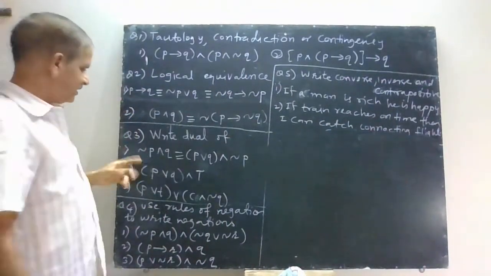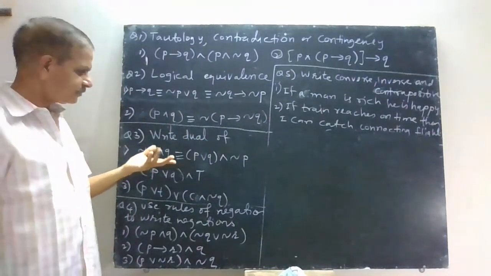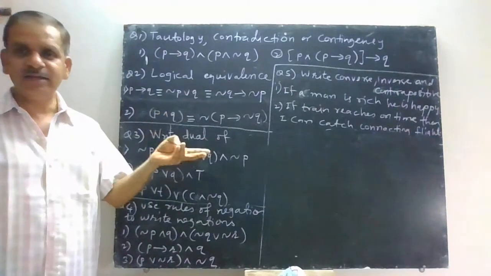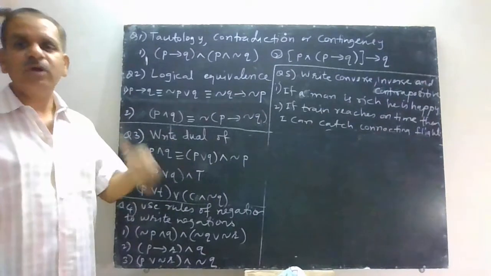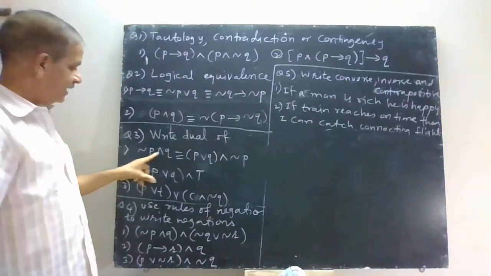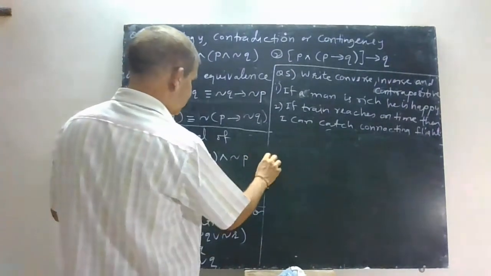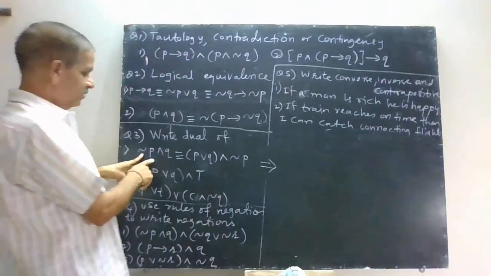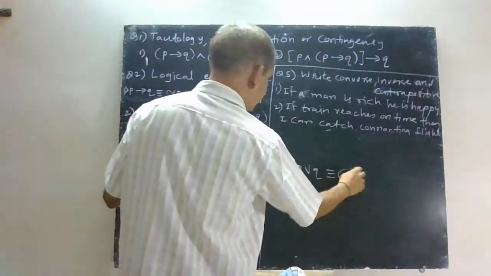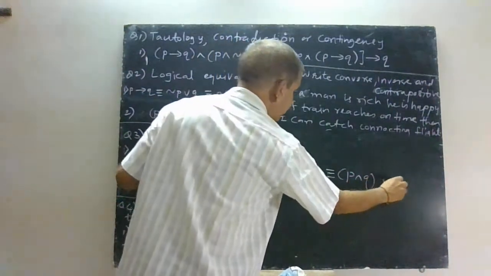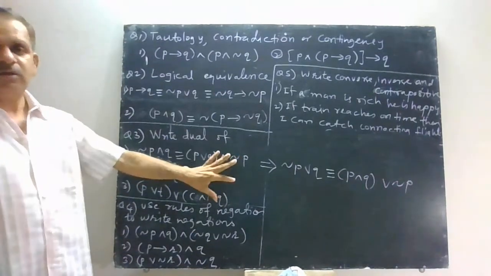I have taken only 2 or 3 examples. Now write duals of the following. Just recall, how do you write duals? You have to replace and by or, or by and, capital T by capital F, and small c by small t. Here it contains only and, or. So the dual will be negation of P or Q is equivalent to P and Q or negation of P. So you just replace and by or, or by and.